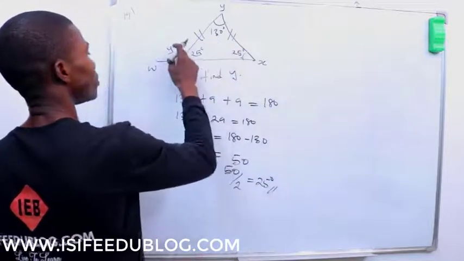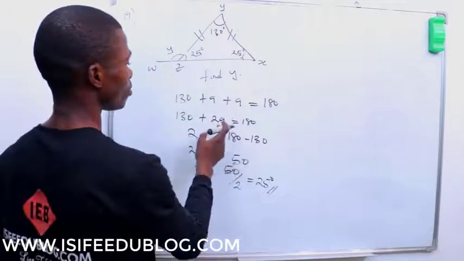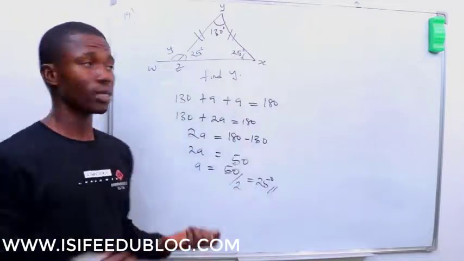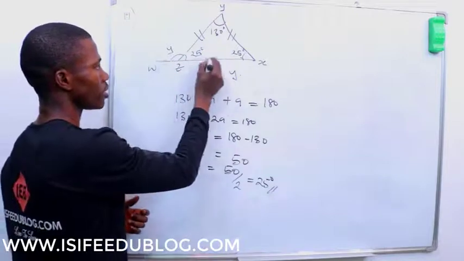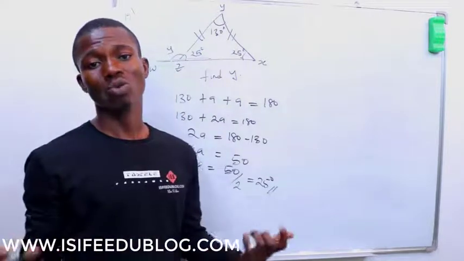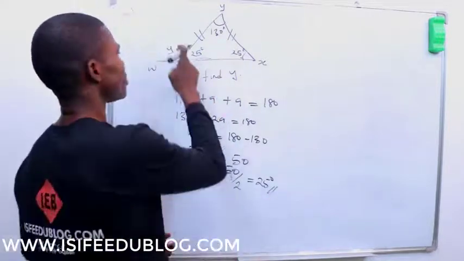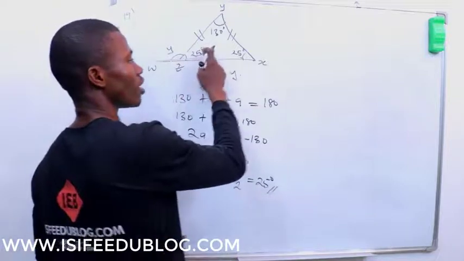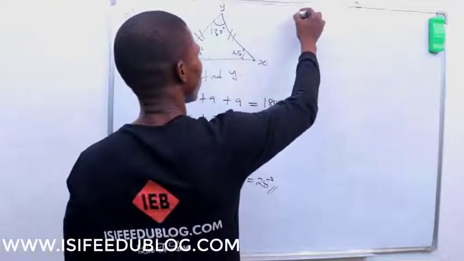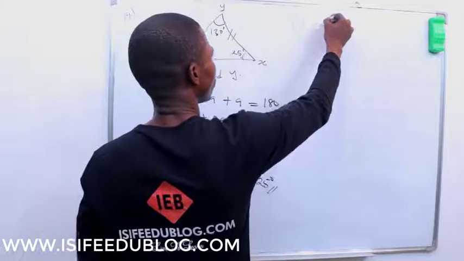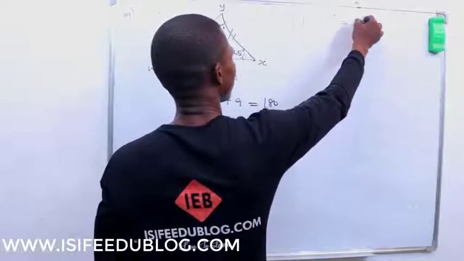Okay, so what is now Y? We also apply the same law: angle on a straight line. This is a straight line. And angle on a straight line is equal to what? 180. The same thing. That means Y plus 25 is equal to 180. That is Y plus 25 degrees is equal to 180.